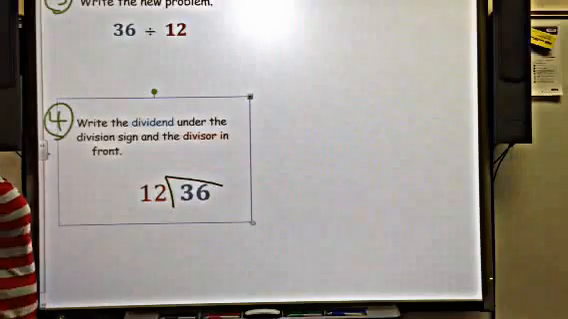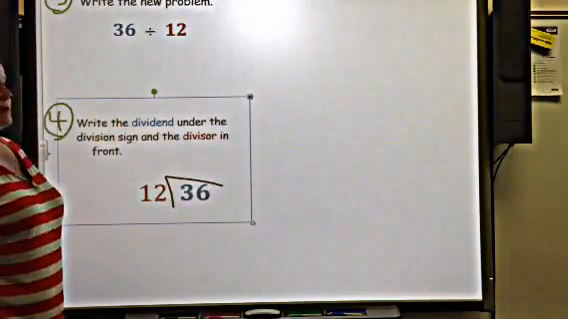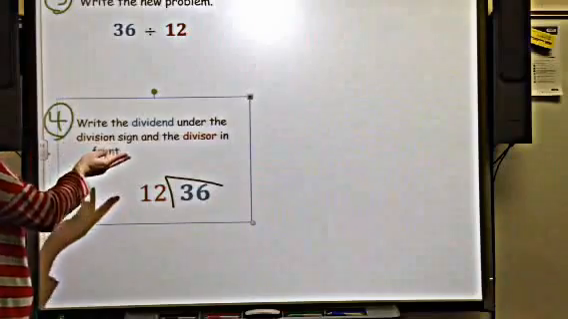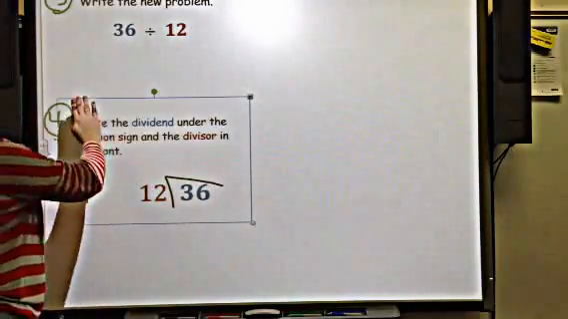Third step is to rewrite the problem so that it looks better, 36 divided by 12. The fourth step is to write the dividend under the division sign and the divisor in front.